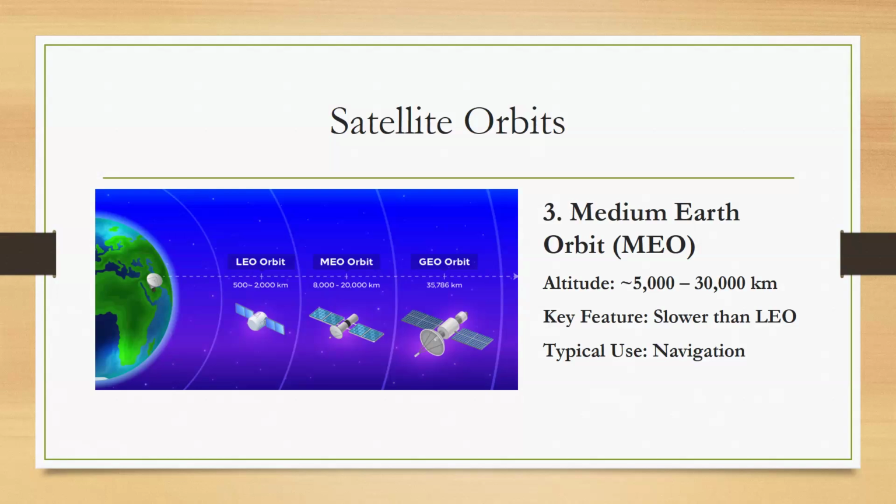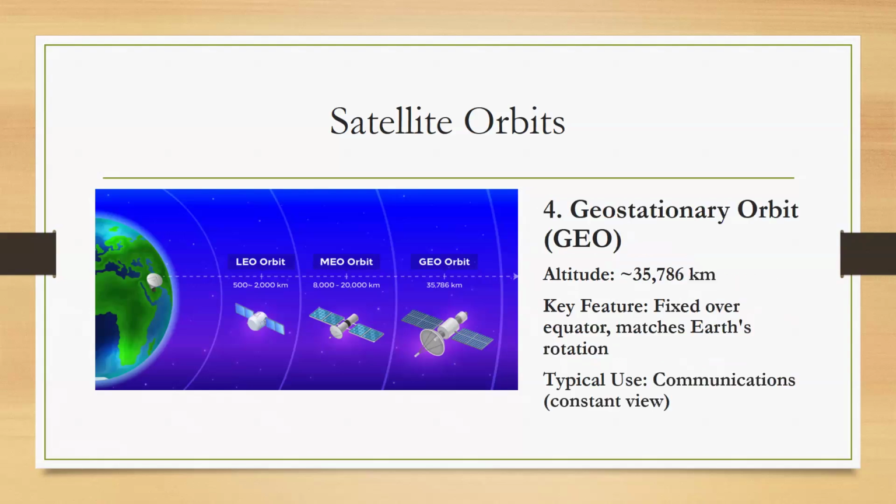Okay, so yeah, they're a different class, and they're at altitudes of around 5,000 to 30,000. And they are slower than the low Earth orbits, of course, for that distance. And the typical use of these satellites is for navigation. We're still going to talk more about them. They are like the GNSS satellites. They are usually put in that kind of orbit that is not too far away and not too close to the Earth, for this navigation application.